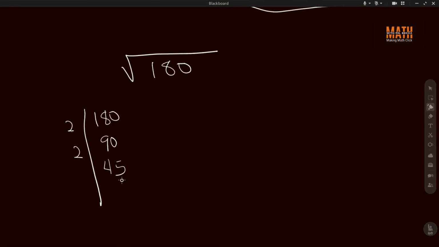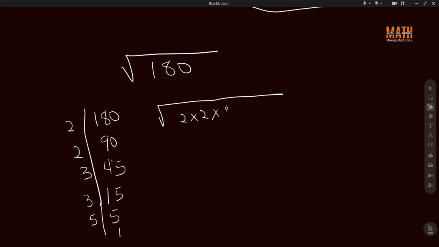Let's try the next prime number, which is 3. 3 will go into 45 15 times. Can 3 still go into 15? Yes. So 3 will go into 15 how many times? That's 5. And then 3 can no longer go. Now we have 5. 5 will go into 5 once. So that means root 180 is the same thing as root of 2 times 2 times 3 times 3 times 5. So they are already in pairs.